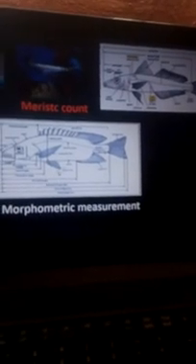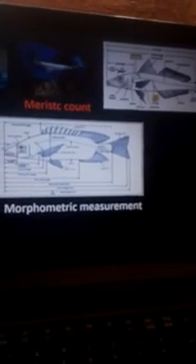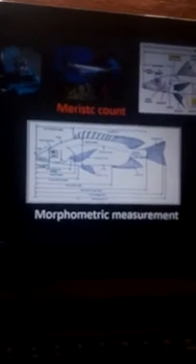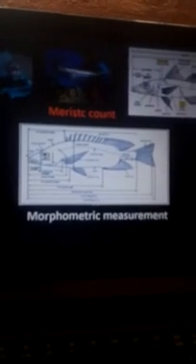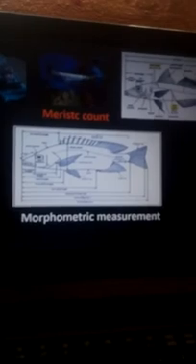As we see here, different lengths are given, but it's not clear in the diagram. I'd like to proceed with the next fish. Actually, to show the lengths, it's better to take the original specimen. However, I'll try my best to show you how the lengths are taken for the morphometric measurement.